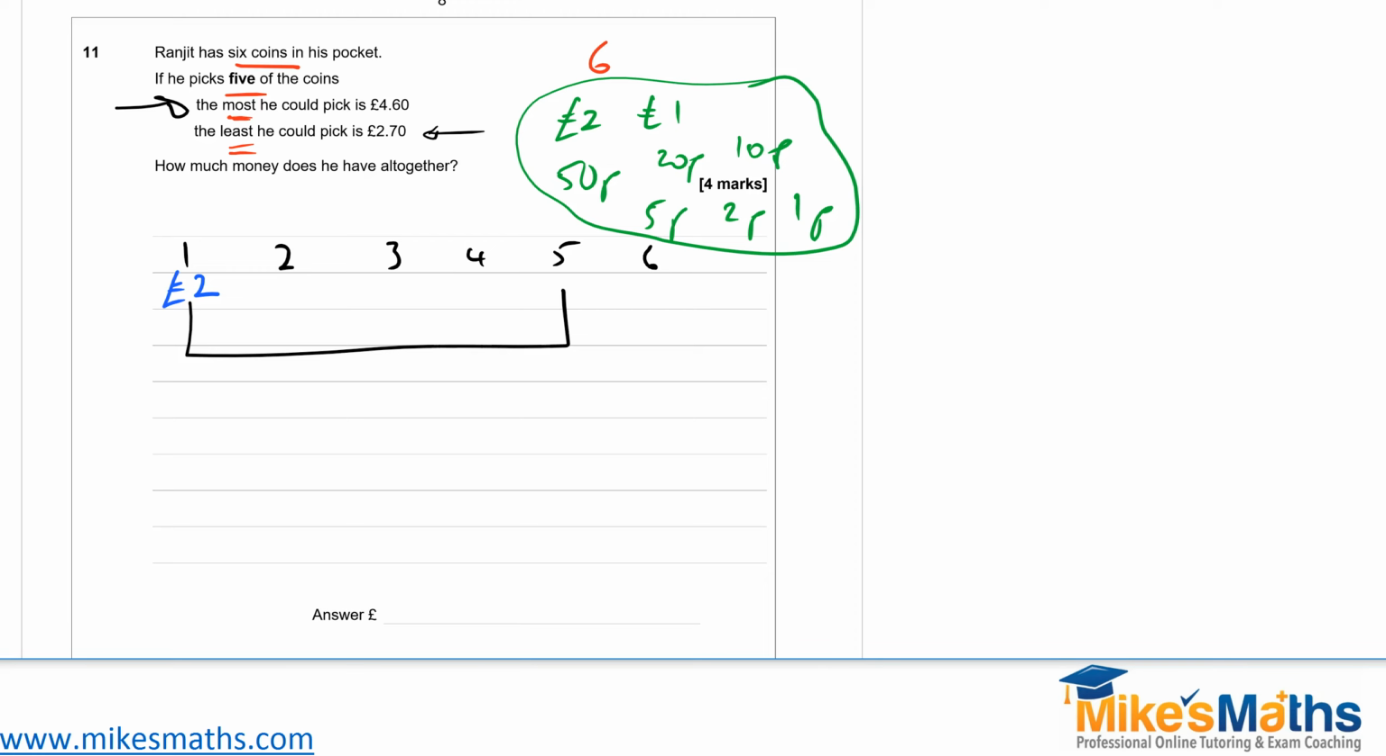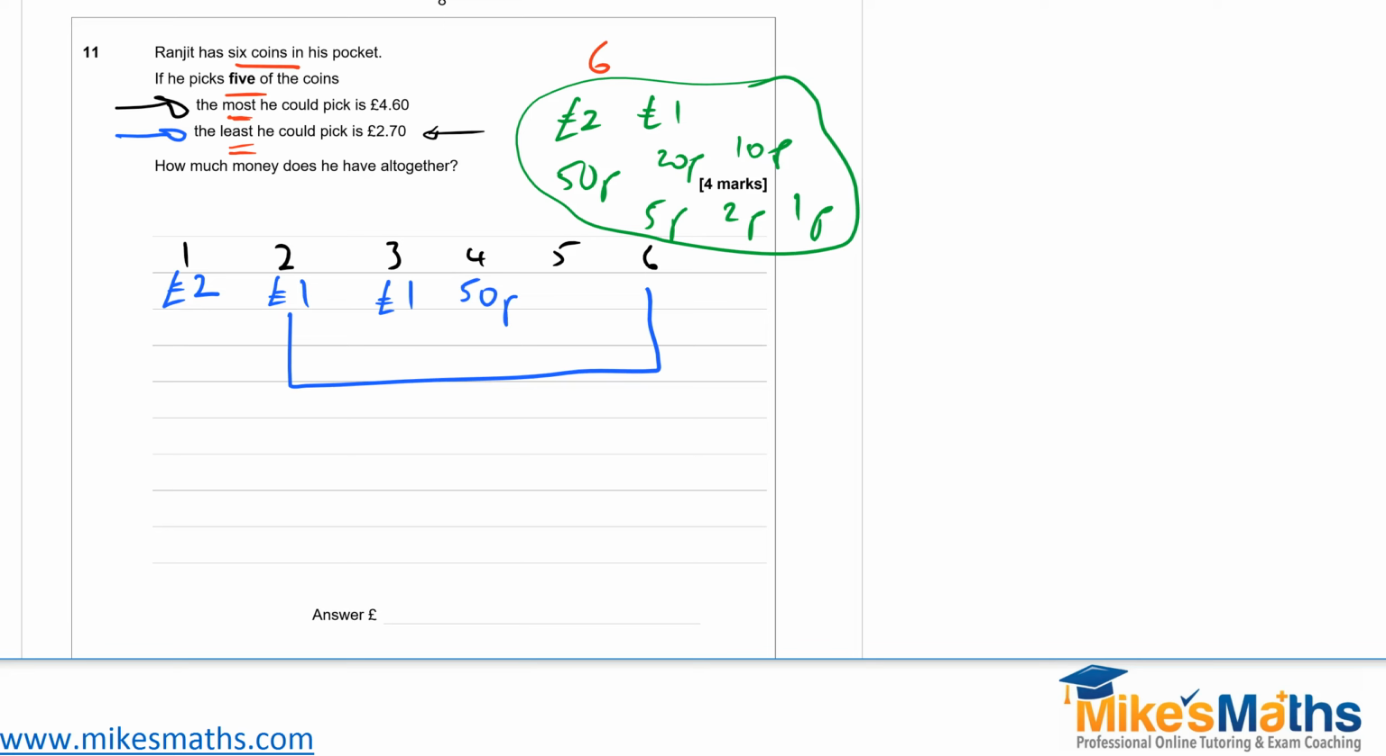Okay, so I'm going to say that's a £2 coin. Now, if we look at the next statement, he chooses 5 and the least he could pick is £2.70. Well, that's not likely to include the £2. So let's say these ones would be £2.70. How is he going to get to £2.70 here? Let's have a little bit of a guess. Let's put £1 in there, £1 in there, so that's £2, £2.50. We need another 20p, so let's put 10p there and 10p there. If he chose those 5, that does give £2.70, so we could tick that statement.